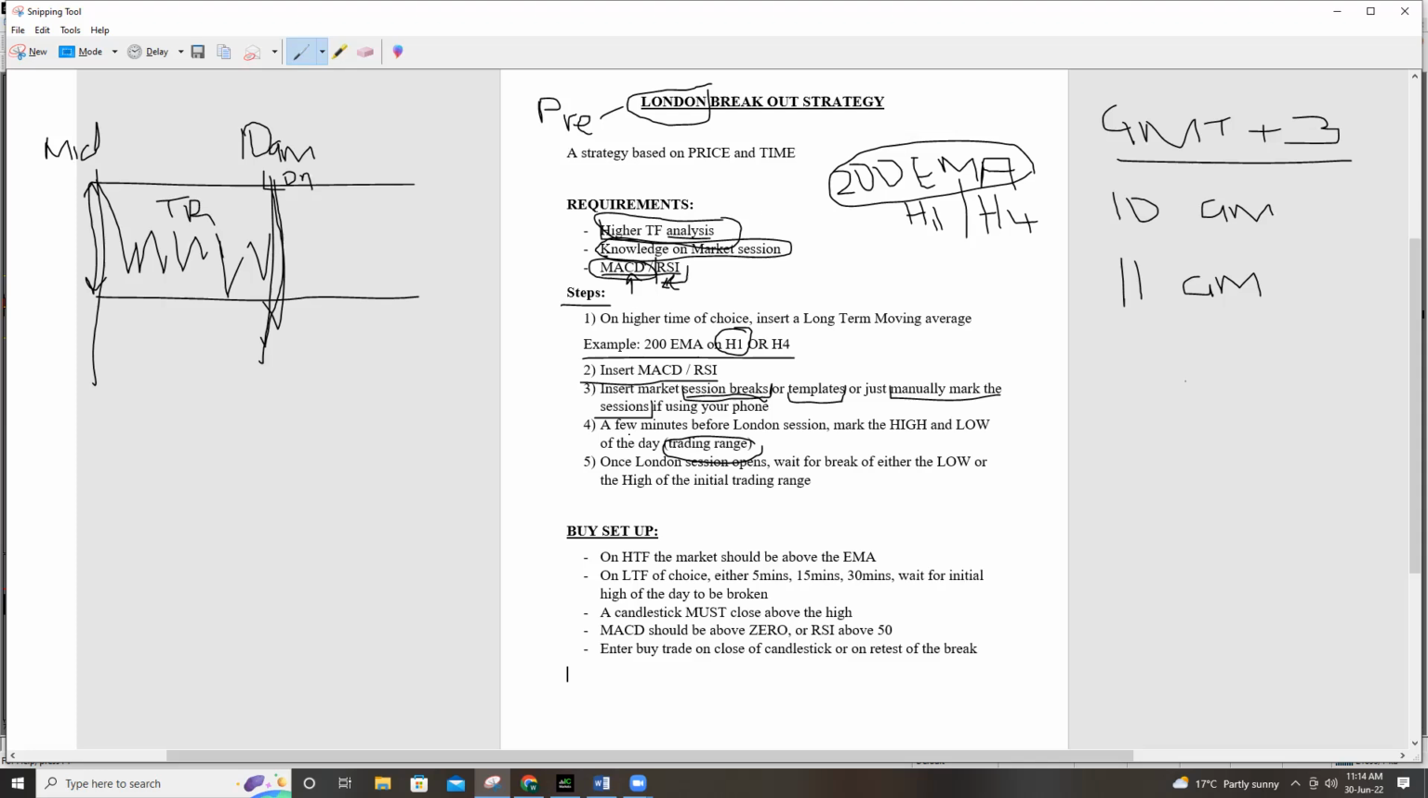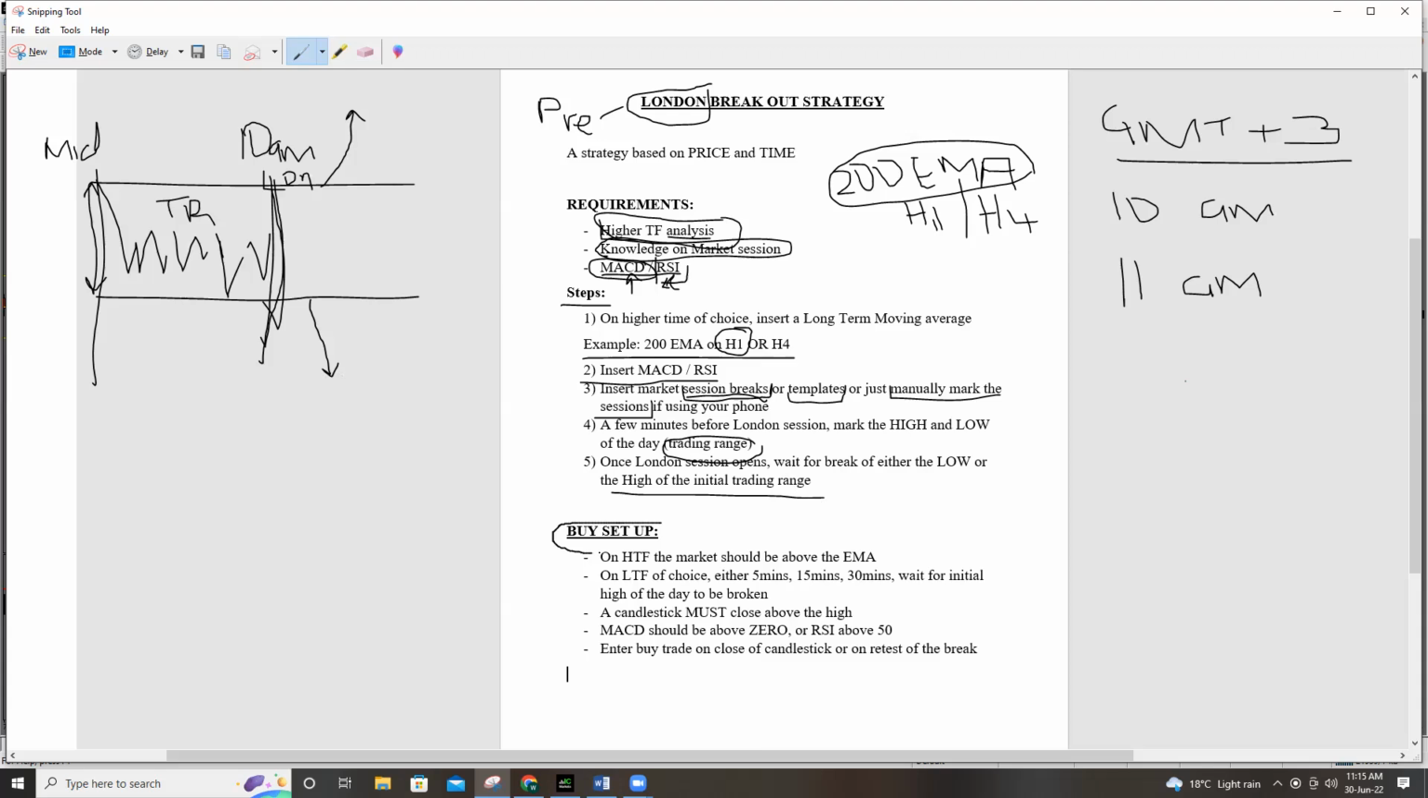Then step number 5, once London session opens, wait for the break of either the low or high of the initial trading range. So 10 a.m. is here. So you want to see either a break of that to the high side or a break of this to the bottom side. Okay, that is basically what we call the London breakout part, where it's breaking from the Asian high if you're going for a buy, and it's going to break through the Asian low or the trading range low if you're going to be doing a sell.